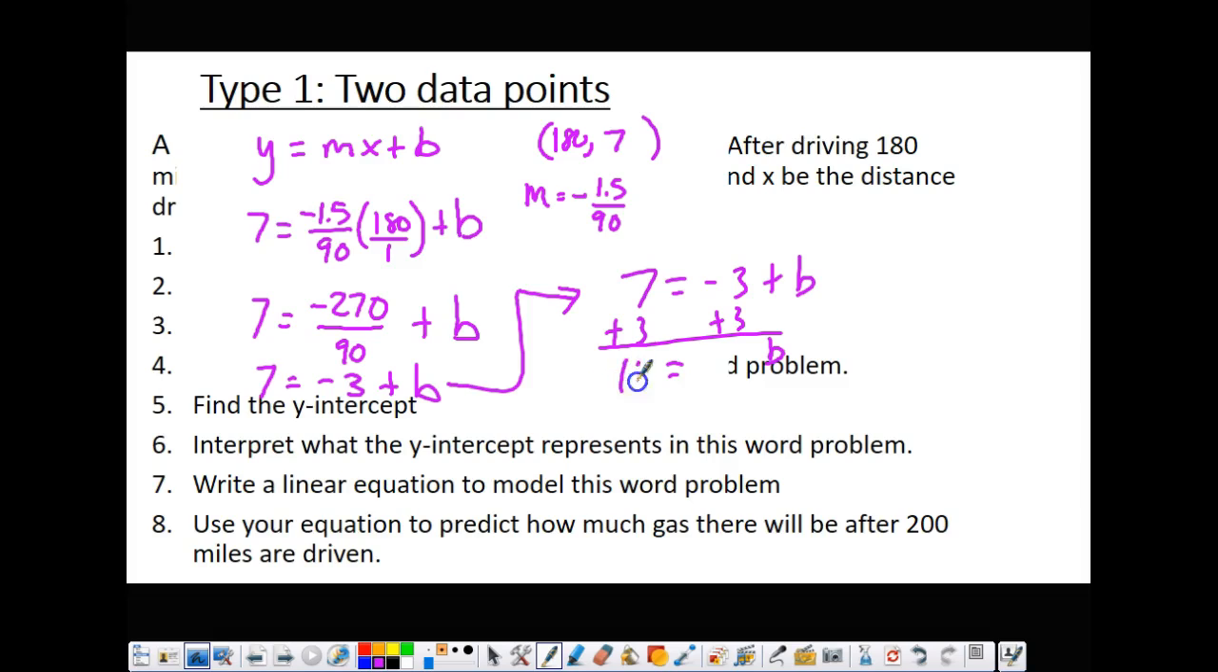Then 10. John said that earlier, didn't he? What did you say that 10 represented, John? That's our full tank, right? That's what we started with anyway.